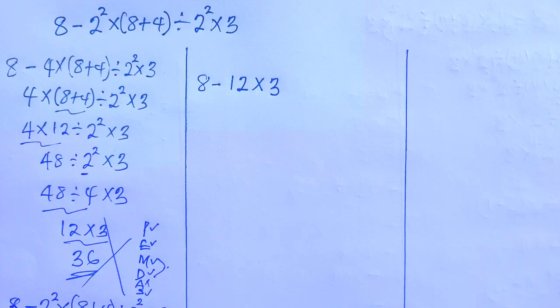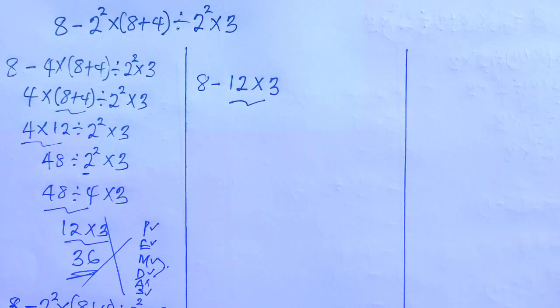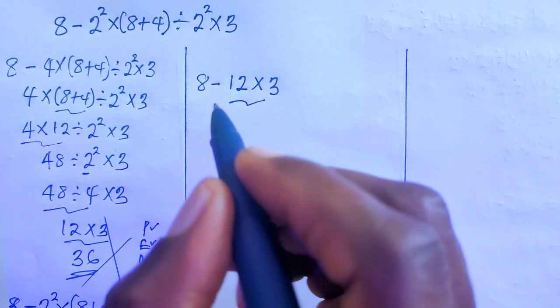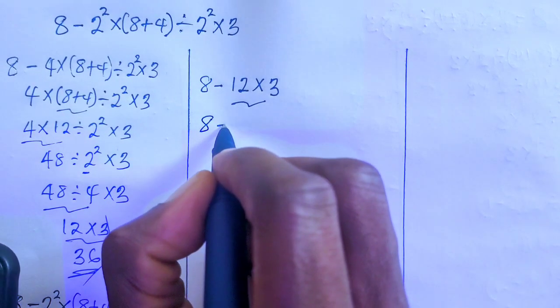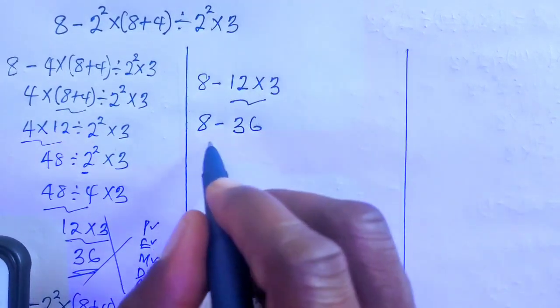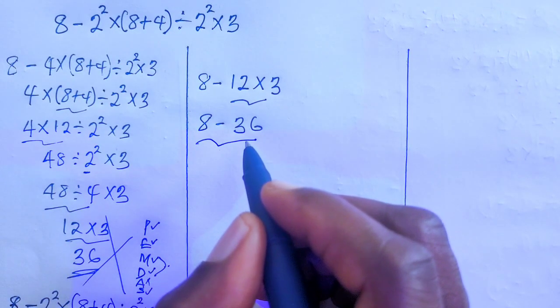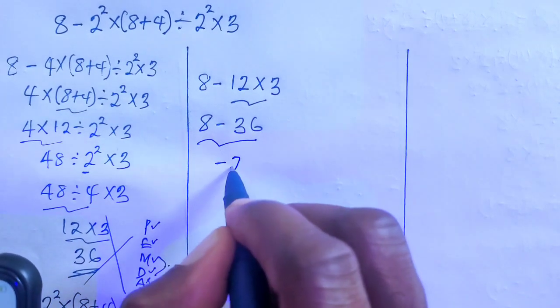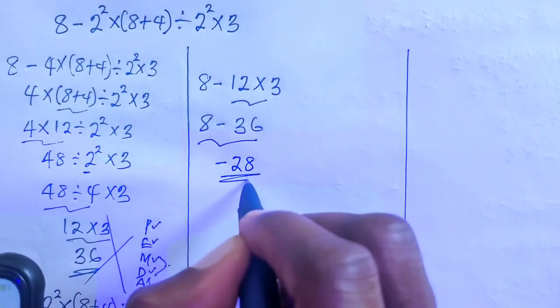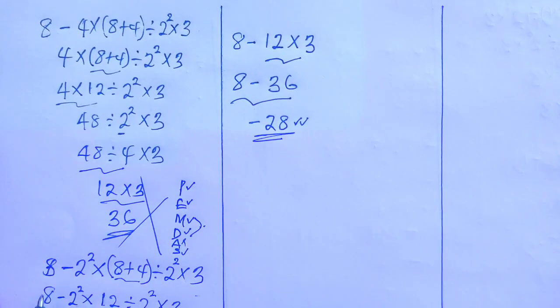And again, we are going to consider multiplication here, because multiplication is of higher priority than subtraction, and we have 8 minus 12 multiplied by 3, that will give us 36. And lastly, we consider subtraction. We have 8 minus 36, that gives us minus 28. And this is the correct answer to this given expression.